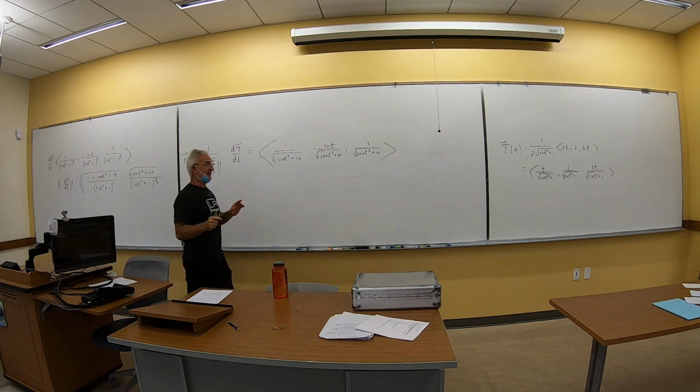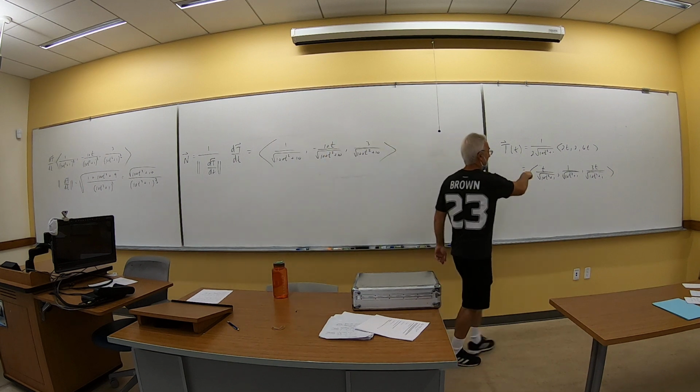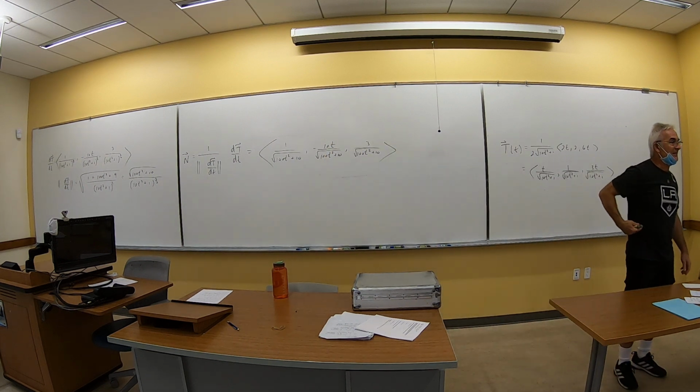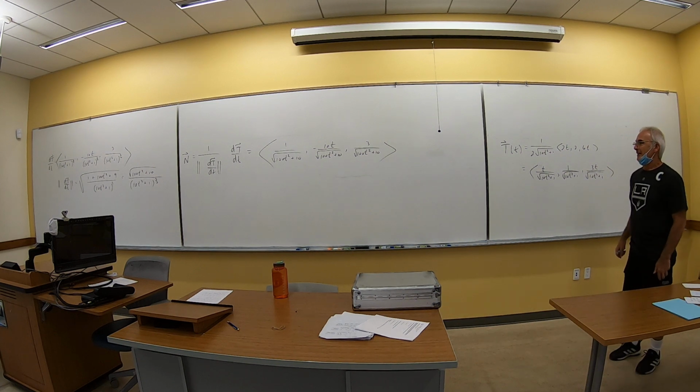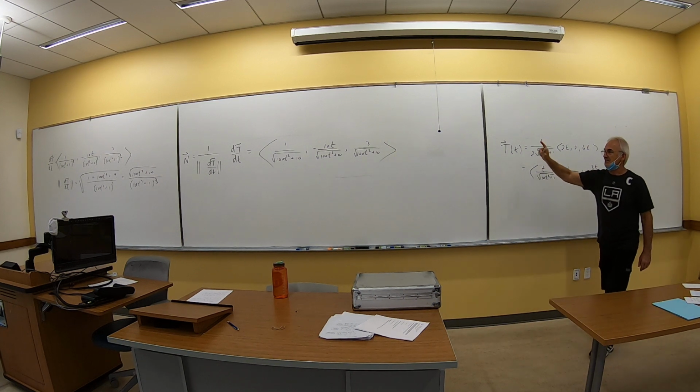Now, this is the part I like. When I look at this and I look at this, now it's really easy to see that that dot product's going to be 0, isn't it? Look at your numerators. So this is the unit tangent, that's the unit normal.